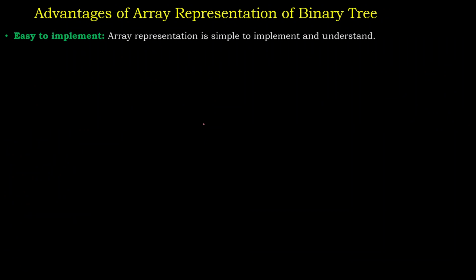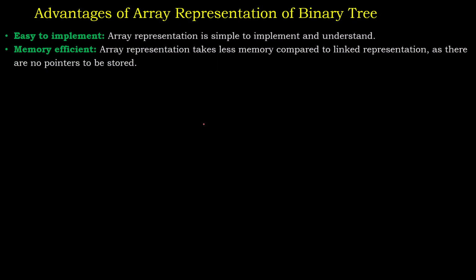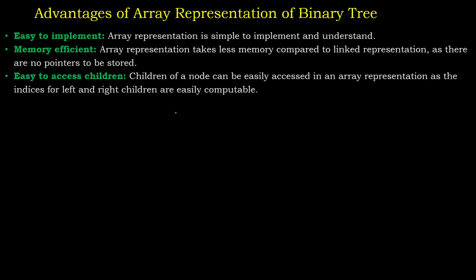While talking about the advantages of the array representation of the binary tree, we can say it is easy to implement because it is very simple and we can implement it directly. It is also more memory efficient because we don't need memory space for separate left and right pointers to link nodes. You can insert in sequential order and easily access the children.